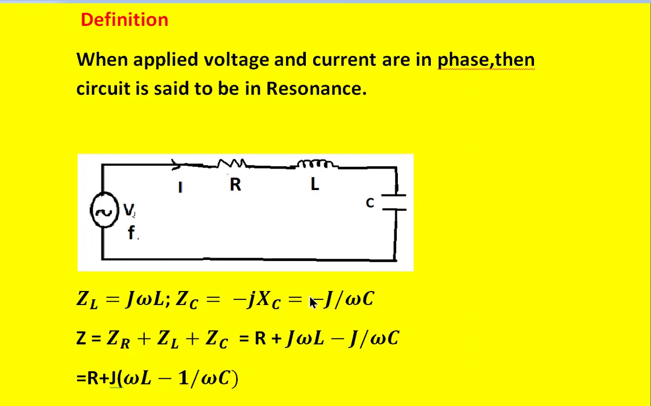The total impedance of the series RLC circuit can be written as Z, which is equal to Zr plus Zl plus Zc, that is R plus j omega L minus j by omega C. Rearranging the terms, we get Z is equal to R plus j into omega L minus 1 by omega C.